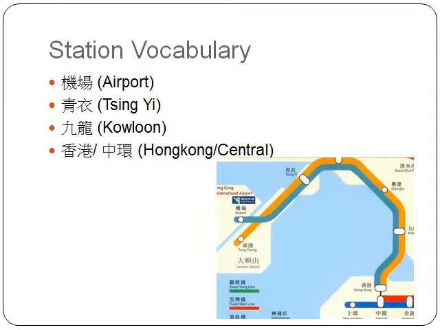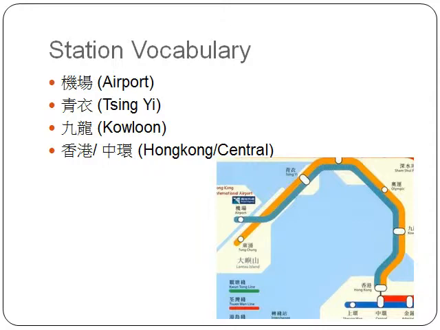So now let's look at the various station names in this airport line. The airport line is in the light blue color, and the first station is called Airport. And the Cantonese pronunciation of airport, as mentioned earlier, is 機場.